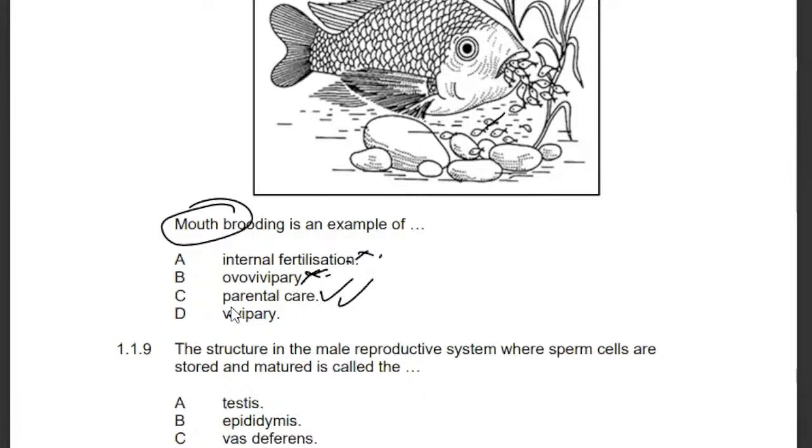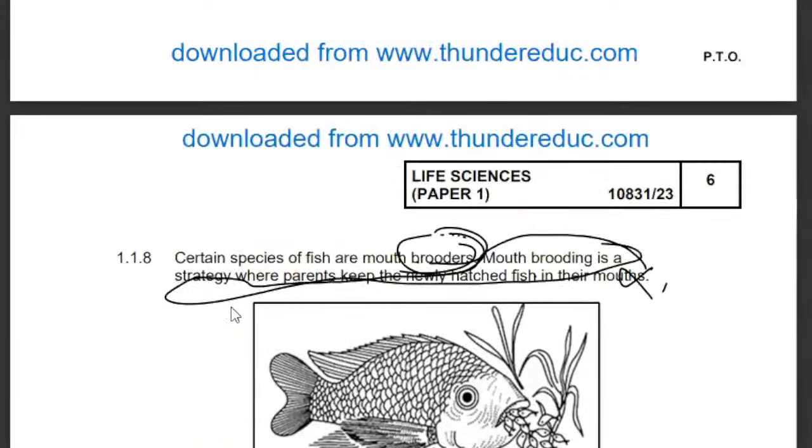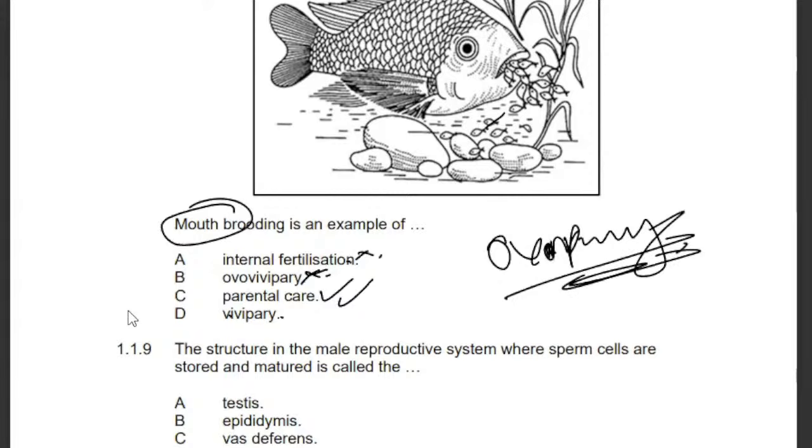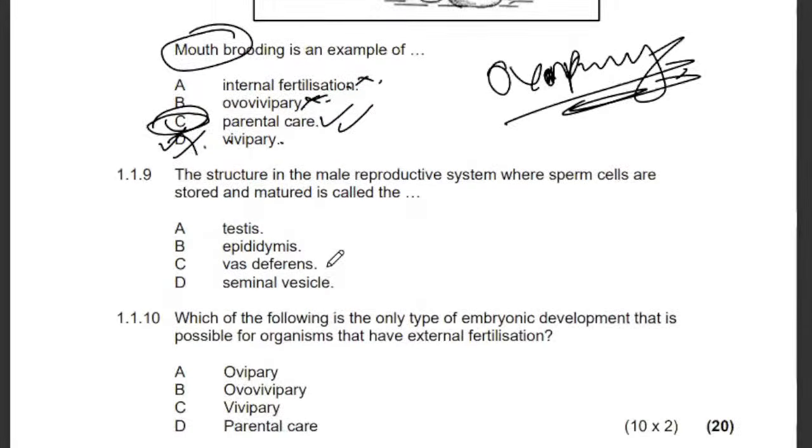And then viviparity, definitely no, because they hatched them a long time ago. And whenever you talk about hatching, you talk about oviparity. So basically that is it. So this is not in. The best answer is C, which is the parental care. Basically that is what is happening in there.